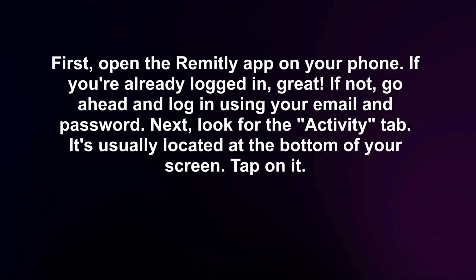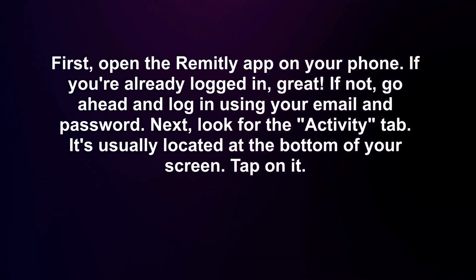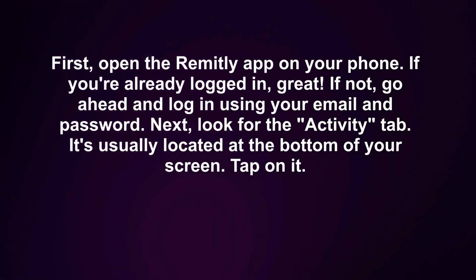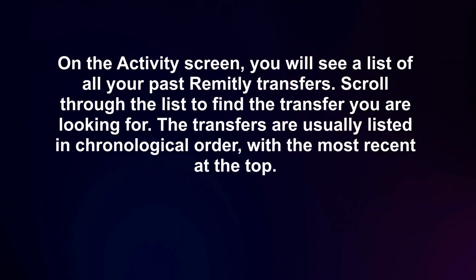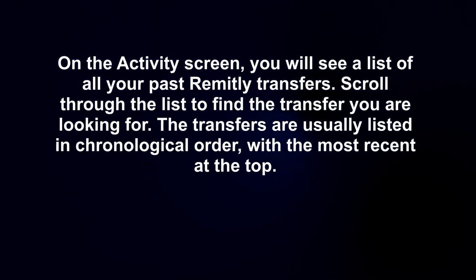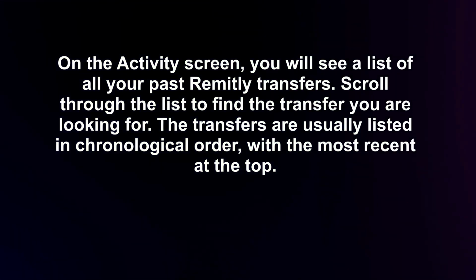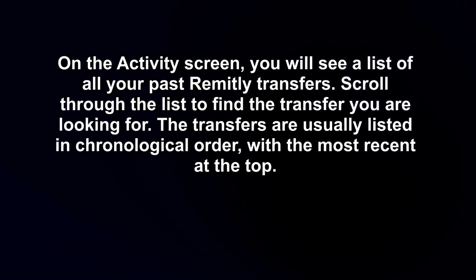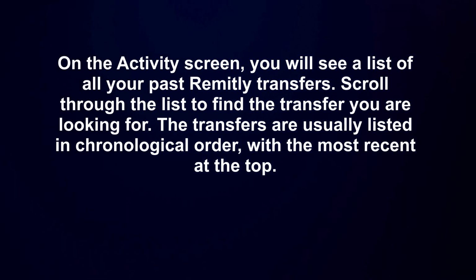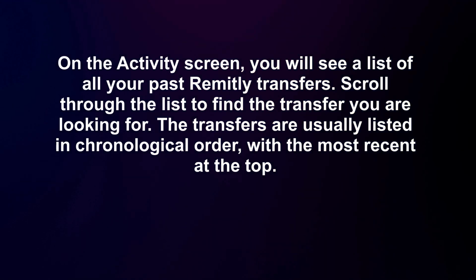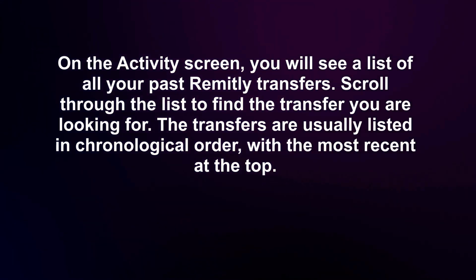Next, look for the Activity tab. It's usually located at the bottom of your screen. Tap on it. On the Activity screen, you will see a list of all your past Remitly transfers. Scroll through the list to find the transfer you are looking for. The transfers are usually listed in chronological order, with the most recent at the top.